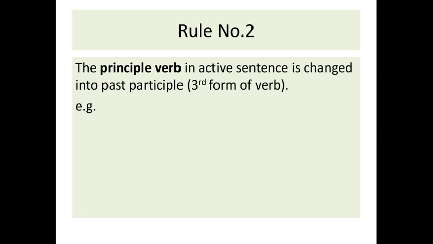According to the second rule, the principal verb in the active sentence is changed into the past participle, the third form of the verb. For example, write, wrote, written. The third form of the verb, written, will be used in passive voice. Whatever the form of the verb in the active sentence is, when we change it into passive, the form of the verb will become the past participle.